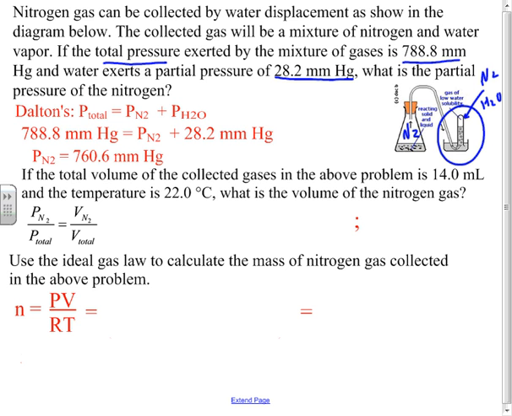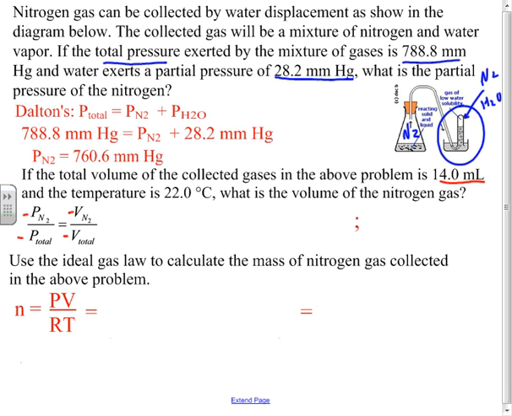Second part of the problem, we're told if the total volume of the gases collected in the above problem is 14 milliliters, and a certain temperature, what is the volume of the nitrogen gas? Here we need to think about the relationship between pressure and volume, and the partial pressure of the nitrogen is to the total pressure as the volume of the nitrogen is to the total volume.